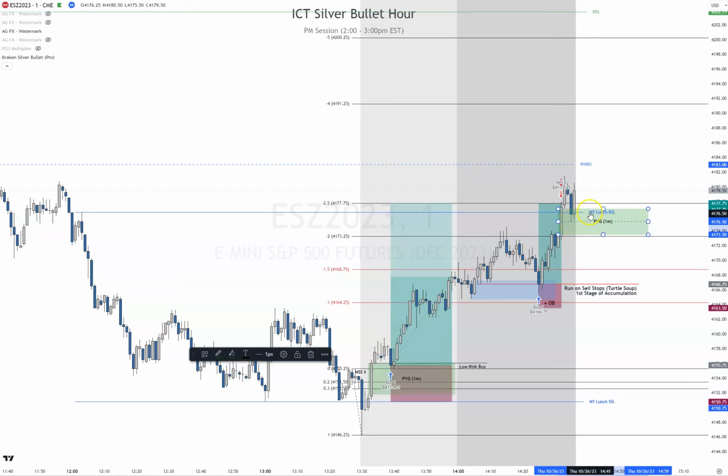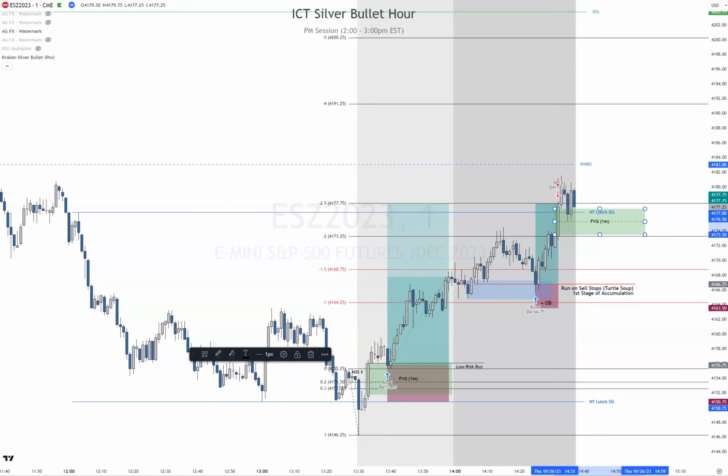If it holds it there again, then I'll take another trade and aim for the 4 and use that as my silver bullet entry. Granted, you could have used this as your silver bullet during the hourly time frame, not the OG silver bullet. This would be considered the run on stops for the turtle soup entry. Ran these 4 equal lows here, but you could use this as your silver bullet entry for the silver bullet hour.